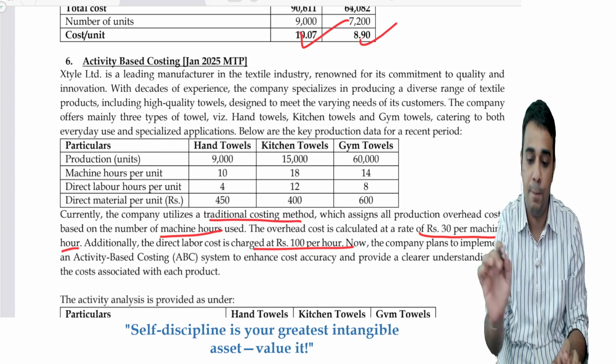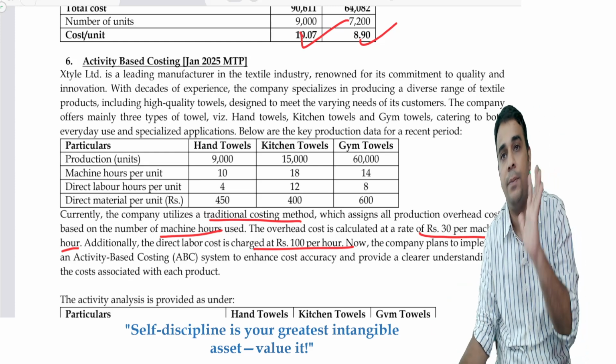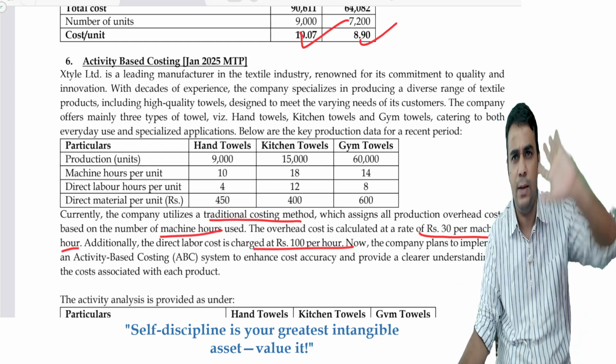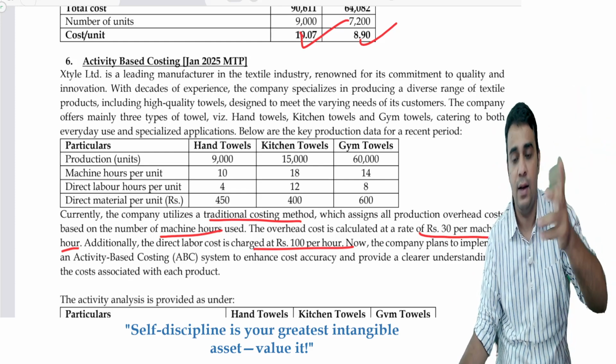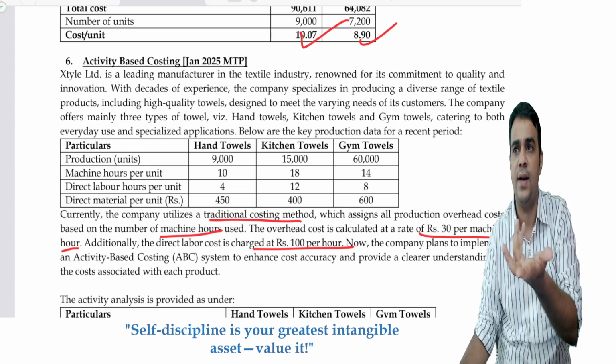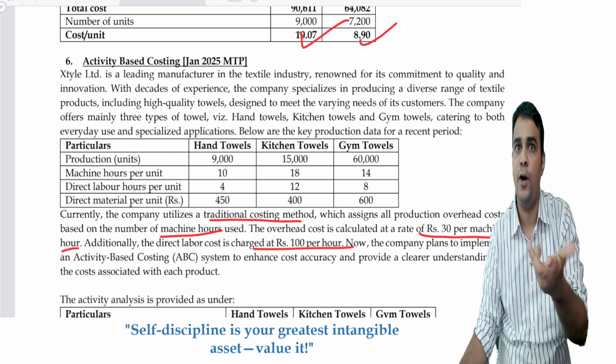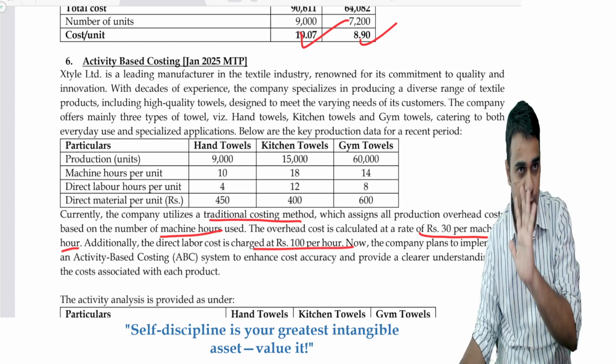Labor cost is 100 per hour. Now the company wants to implement ABC. So till now, I don't see any major challenge. The only thing is step 1. I feel as of now, OAR is directly given, but still step 1 could be needed. Why, you will understand as we proceed.